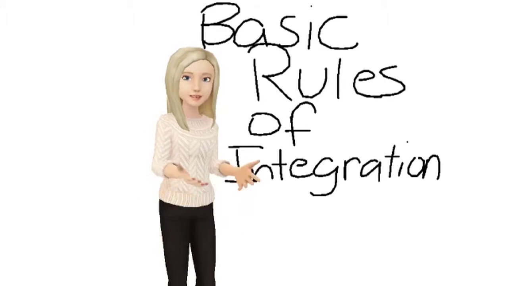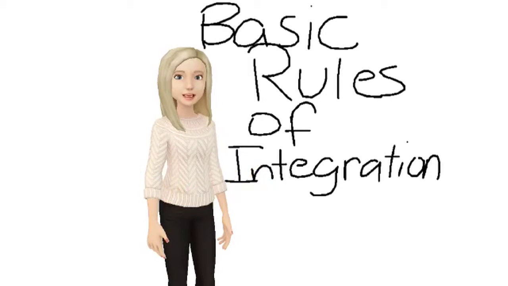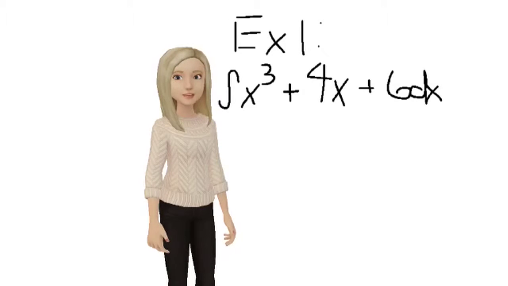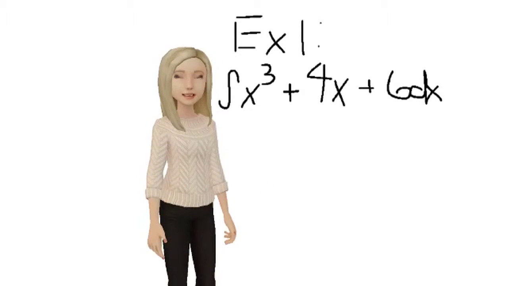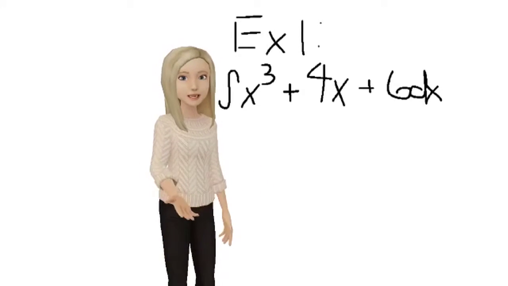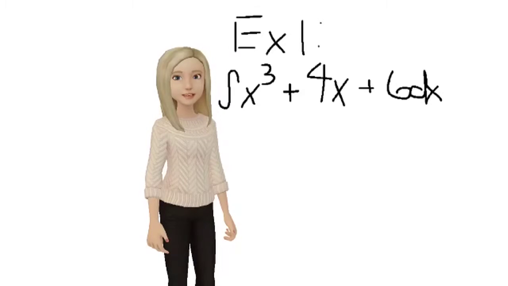Today, I will be teaching you how to do basic rules of integration such as reverse of the power rule and u substitution. For example 1, you will do the opposite of taking the derivative. Instead of subtracting 1 from the power, you will add 1. Once you add 1, you will flip your power and put it in front of the variable.